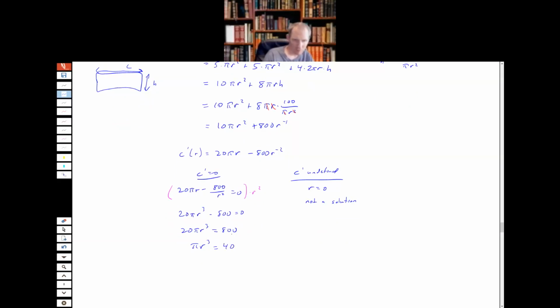So I get pi r cubed equals 40. R cubed is 40 over pi. So r is the cube root of 40 over pi. And that comes out to 2.335.